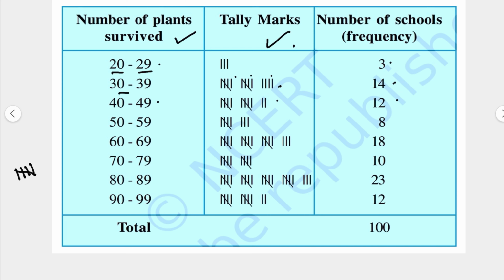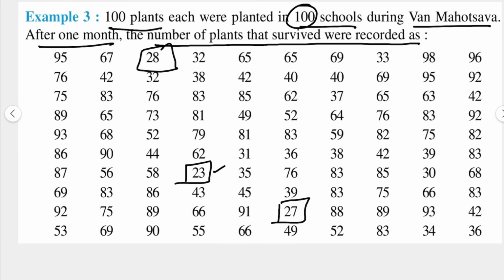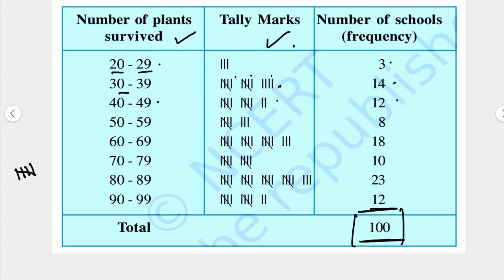After writing this, once you add all this information, you should get the original number of data, or the size of data. This is 100, as the number of schools we have is 100. This should match. If they are the same, then that means your representation is correct. So this type of representation is called a group frequency distribution table.